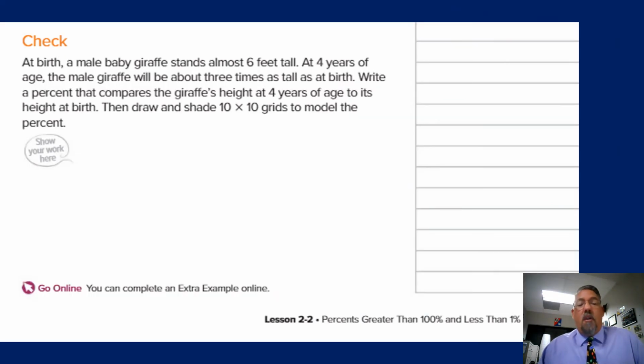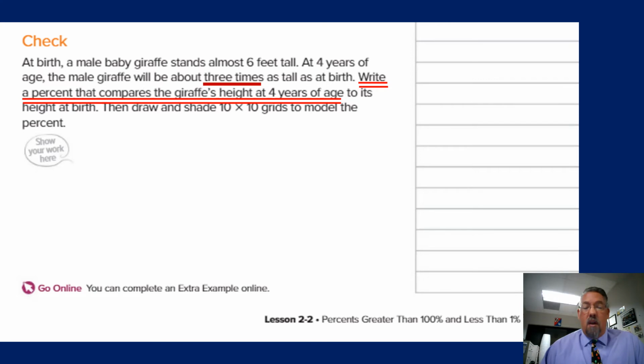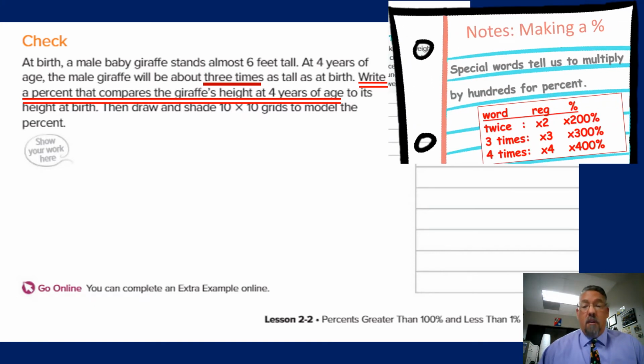All right, so now we check what it's telling me here. There's a lot of information, right? And it says that the giraffe is going to be 3 times as tall as it was at birth. Well, if it asks you to write a percent, which it does, to compare those, I don't need to do the math. I don't need to set up the ratio and find the equivalent ratio with a denominator of 100. I just need to know from that previous note that when we're talking about 3 times, we're talking about a percentage that is 300% bigger.